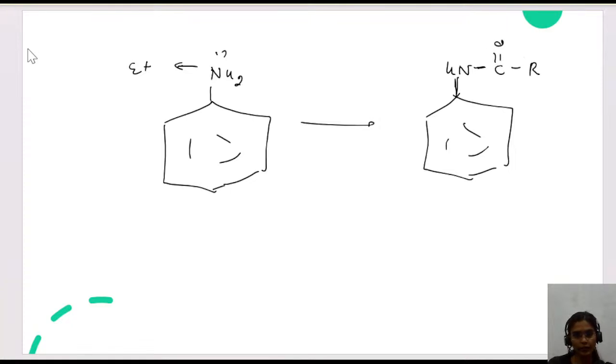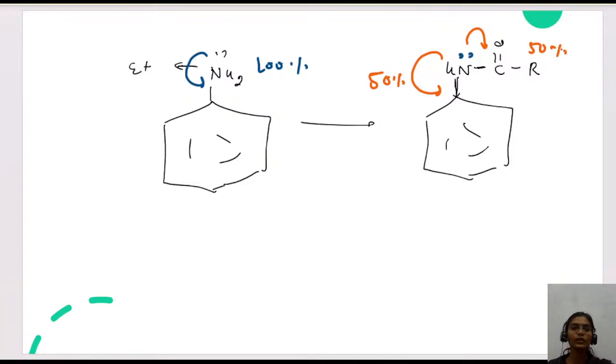Look at this. In this case, the nitrogen lone pair has only one choice, to donate to the benzene. It's 100% donation. Second point: in this case, look at this, it's 50%, and in this case, look at this, it's 50%. Did you notice something? The nitrogen lone pair is split. The nitrogen lone pair is split here. That is point number one.